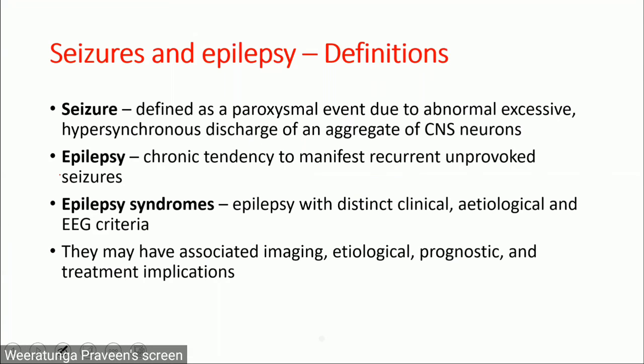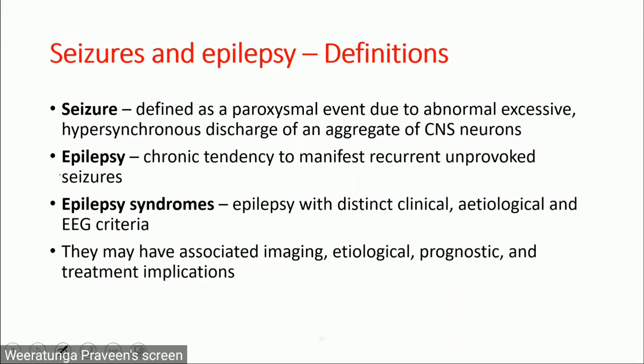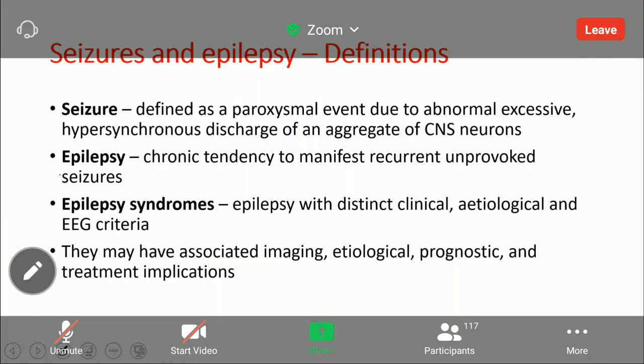So in this slide, I've just given you the definitions of what a seizure is, what epilepsy is, and what an epilepsy syndrome is, okay? An epilepsy syndrome, remember, has very distinct clinical manifestations. There might be etiology, right? There might be certain changes in the brain structurally that you can detect on MRI, right? And they might have very specific EEG manifestations as well. So this is an epilepsy syndrome, right? So that is something special. But I've also given you the definitions of seizure and epilepsy.